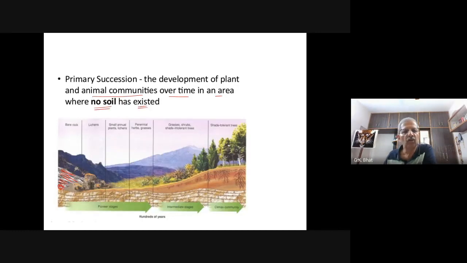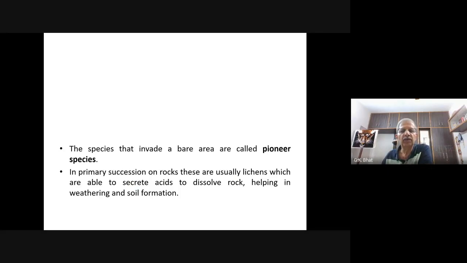That is primary succession. So gradually, see these annual weeds, biennial weeds, like that. So you do come across a little bit of small shrubs, and their number and size increase. And finally it results in a forest area. Right? Clear? The species that invade a bare area are called pioneer species. What is a pioneer species? Pioneer species is the first species to appear. First species to appear in any area. Pioneer plant species, pioneer animal species, like that.